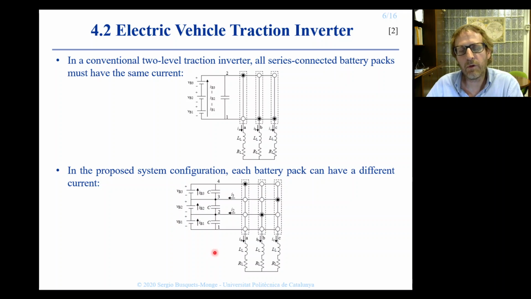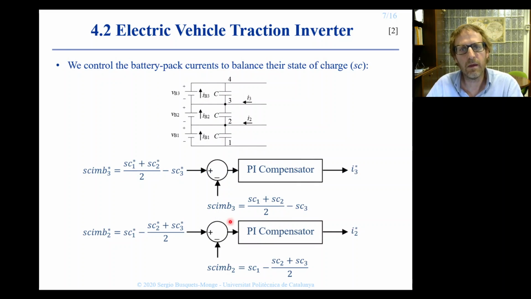With the proposed system configuration, the idea is that we will be able to produce different battery pack currents so that we can discharge each battery pack at the optimal rate. We will be able to produce these different battery currents because we are able to inject neutral point currents. So the neutral point currents, I2 and I3, will be defined so that we can balance the state of charge of the three battery packs. And we do this through two closed control loops, similarly to what we saw in section 3.